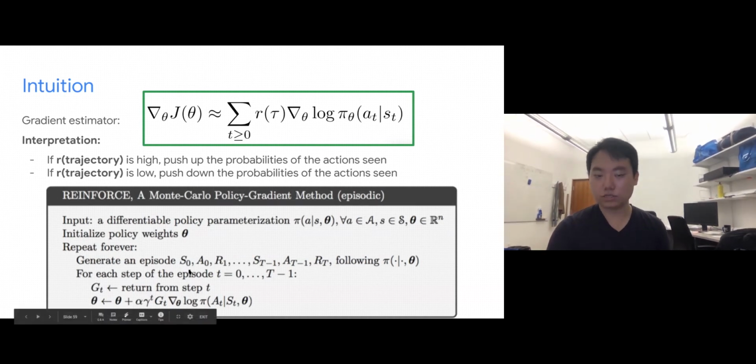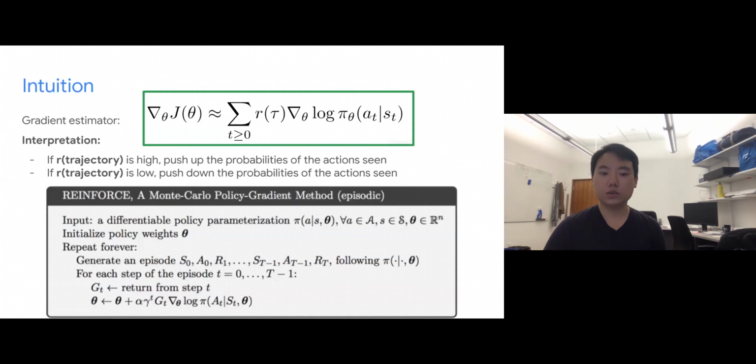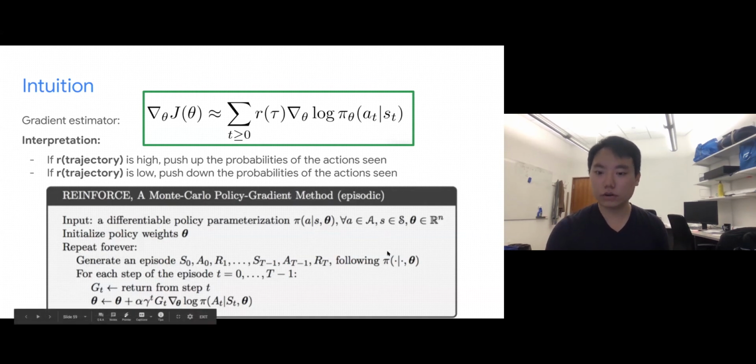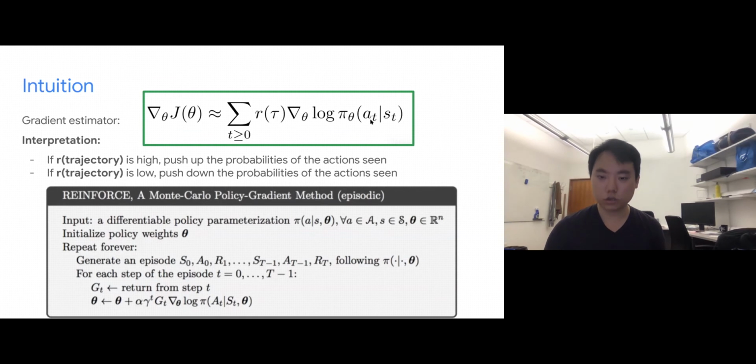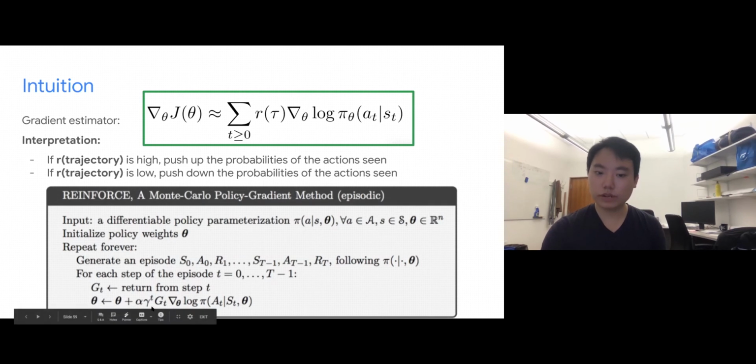Again, this episode, which is your sequence of states, actions, rewards, and next states, is exactly your trajectory. You try to sample these trajectories given your current policy pi. For each step of the episode, I'm going to look at the cumulative return, and I'm just going to update my parameters using this update rule, which is the cumulative return times the gradient of the log probability of the action that you just took. That gives me a rule to compute the gradients with respect to theta, and therefore update theta to get a better set of policy weights and a better policy.